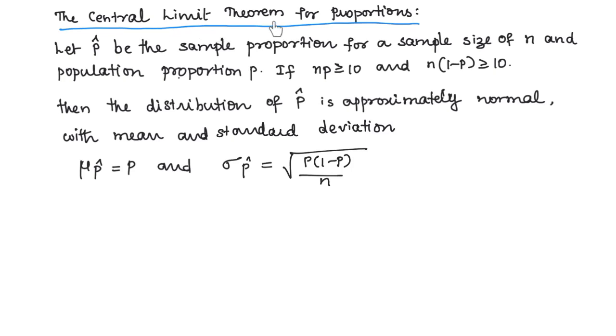The central limit theorem for proportion. Let P cap be the sample proportion for a sample of size N and population proportion P. If NP is greater than or equal to 10 and N times 1 minus P is greater than or equal to 10, then the distribution of P cap is approximately normal with the mean equal to the population proportion and the standard deviation equal to the square root of P times 1 minus P divided by N.